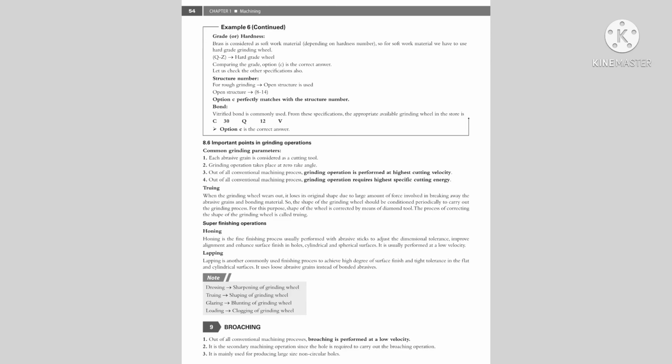The beauty of this book is its contents are presented in a precise manner without leaving any major topics.